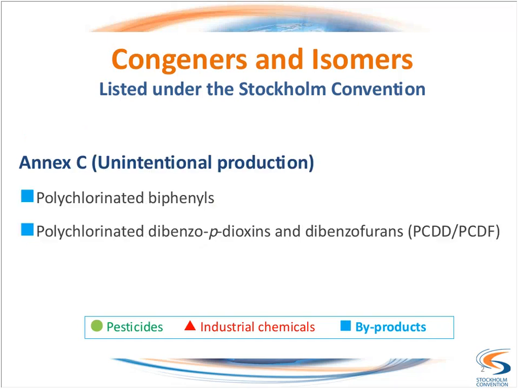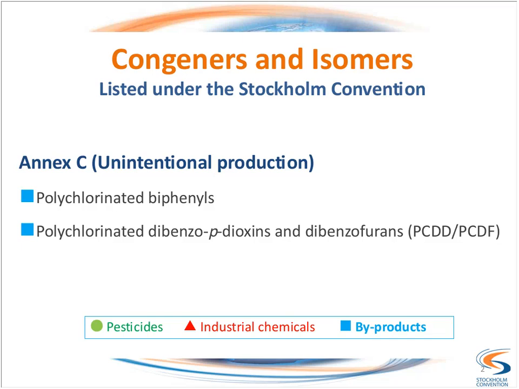Okay, and that was in Annex A, and then we have in Annex C, unintentional production. We have polychlorinated biphenyls, and we have polychlorinated dibenzodioxins and dibenzofurans.